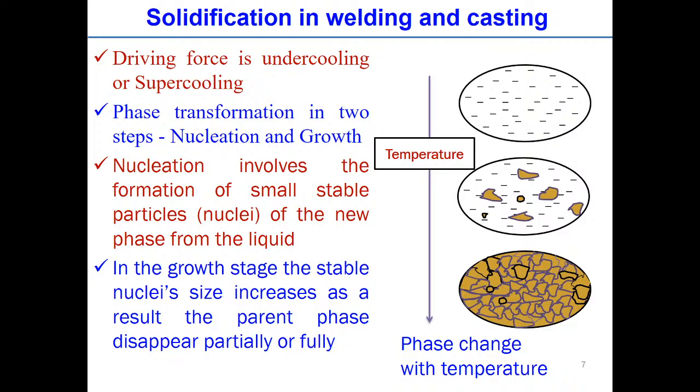So then it grows, and finally all the liquid metal is converted to the solidified component. But during nucleation and growth, the growth process can follow different solidification modes. For example, it can form a columnar structure, some kind of dendritic structure, columnar dendritic structure, or it can follow some kind of equiaxed structure.